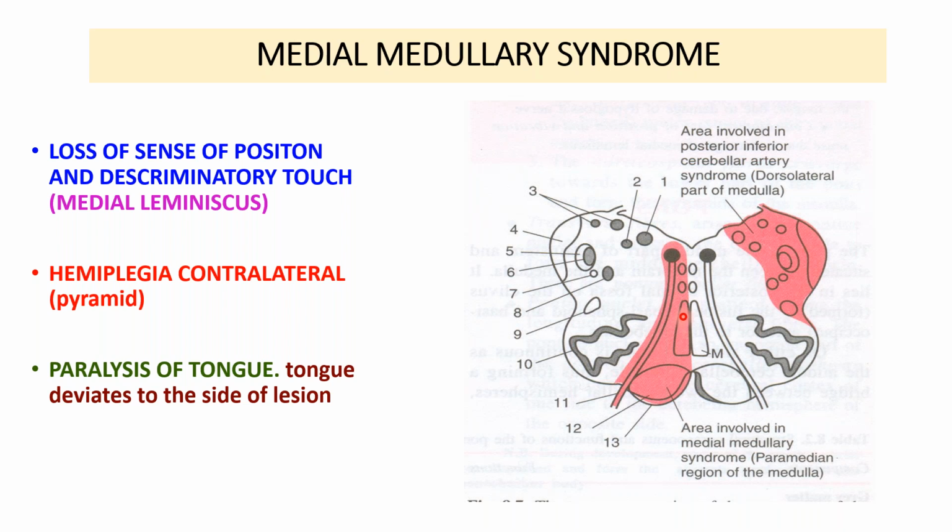And then you have the paralysis of the hypoglossal nucleus. So there will be deviation of the tongue to the same side of the lesion. Ipsilateral deviation of the tongue will be seen because of the hypoglossal nucleus involvement. And because of the involvement of the pyramid, there will be contralateral hemiplegia, paralysis to the opposite side of the body. And because of the involvement of the medial lemniscus, there will be loss of sensation of position, discriminatory touch, and conscious proprioception. So these are all symptoms which will happen in the medial medullary syndrome.